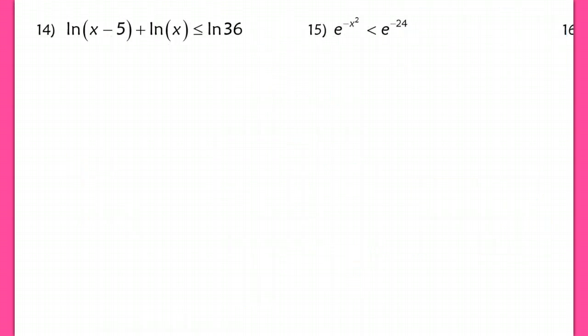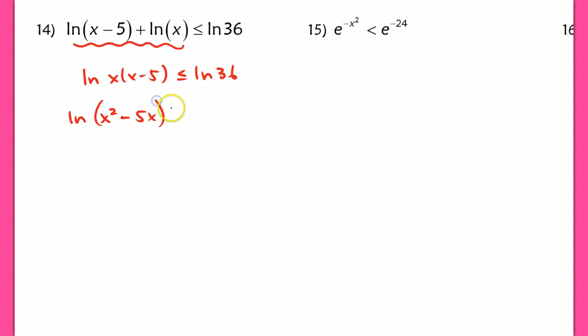In problem 14, I want to condense this as one logarithm. So I have natural log of x times x minus 5 is less than or equal to the natural log of 36. Now I have x squared minus 5x, and that's the argument here, is less than or equal to the natural log of 36. Now, since you have the natural log and it's the same base on both sides, that means that your arguments, x squared minus 5x, must be less than or equal to 36.